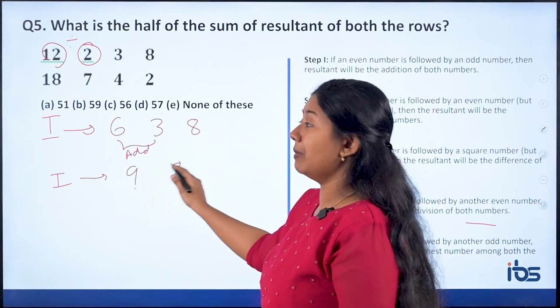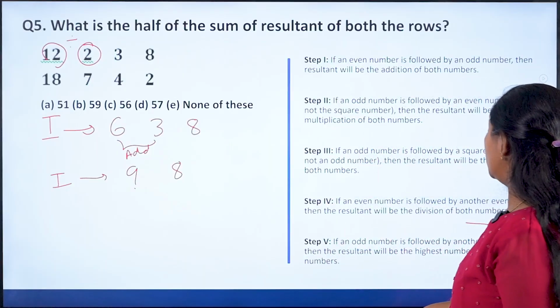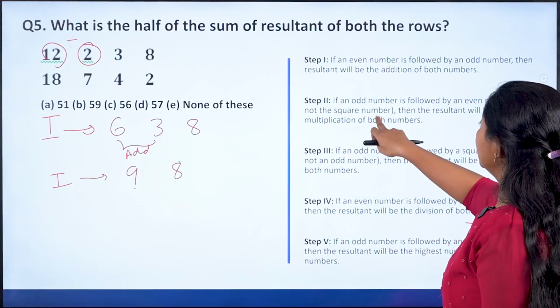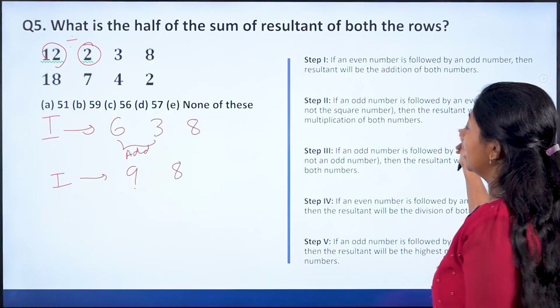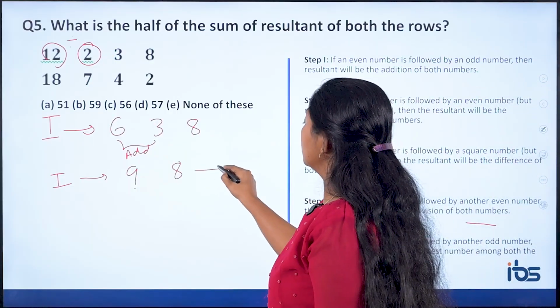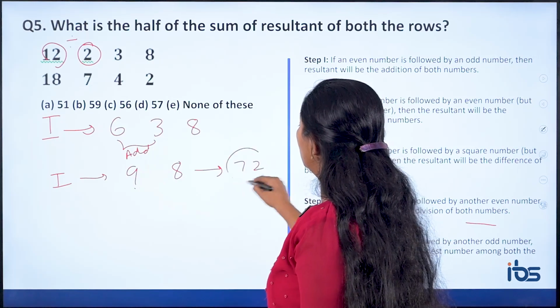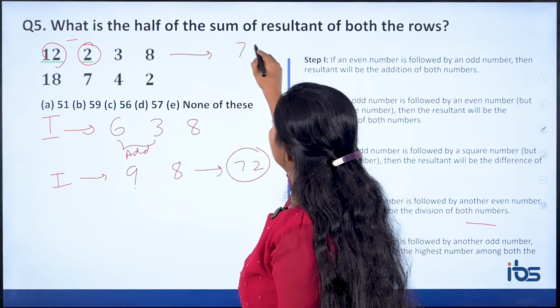Now you have an odd number followed by an even number, but not the square, then the resultant will be the multiplication of both the numbers. So if you multiply, you will get 72 as the resultant of first row.